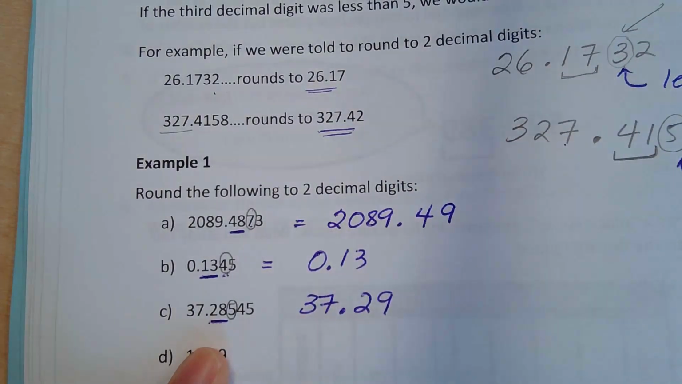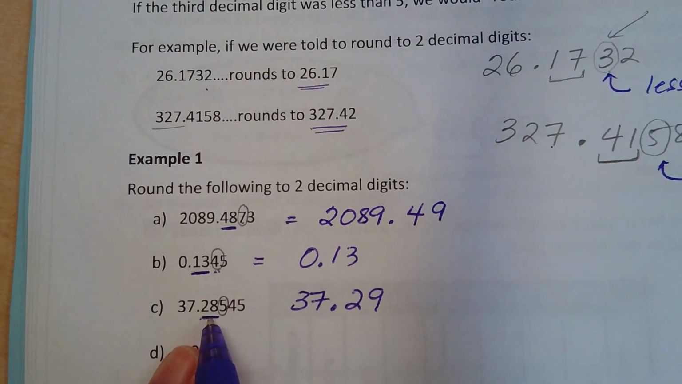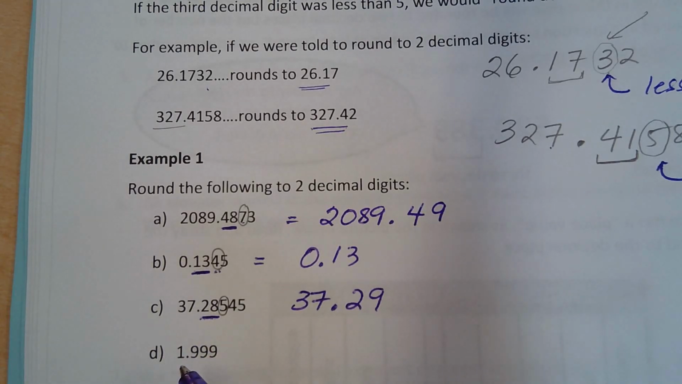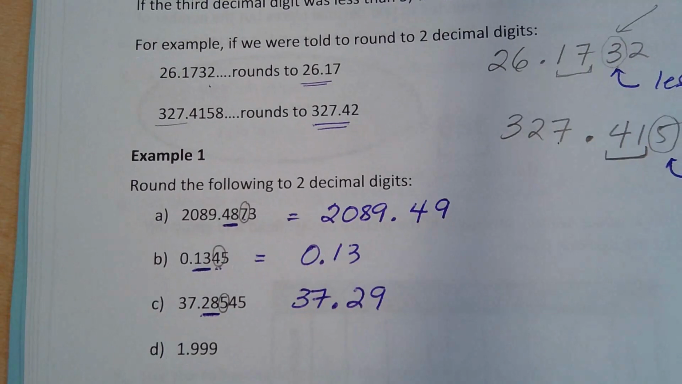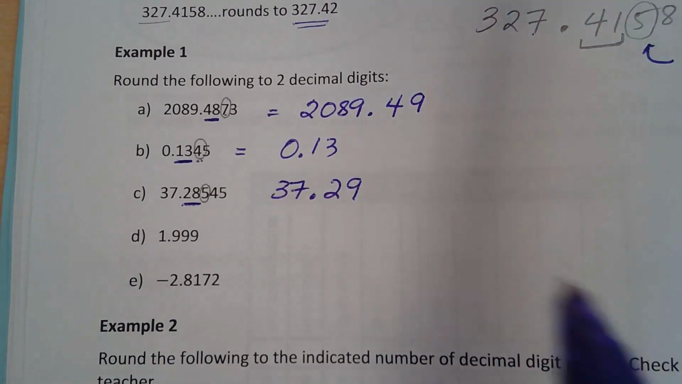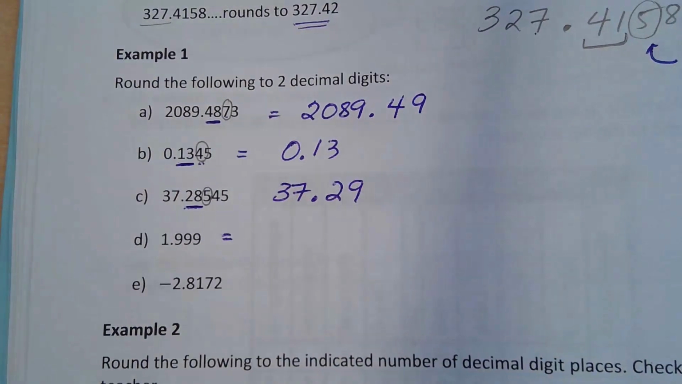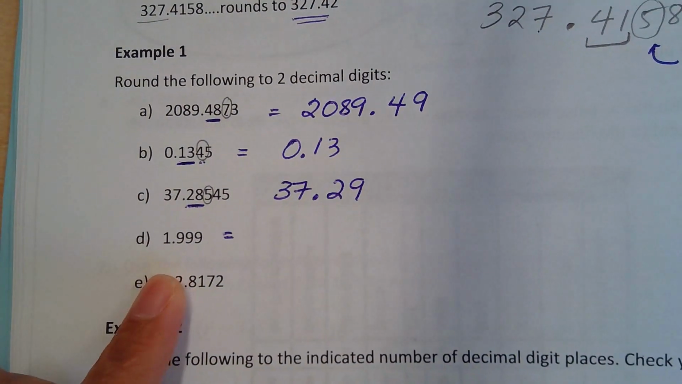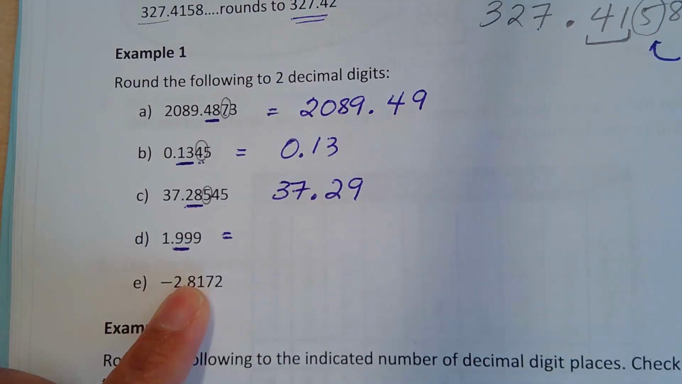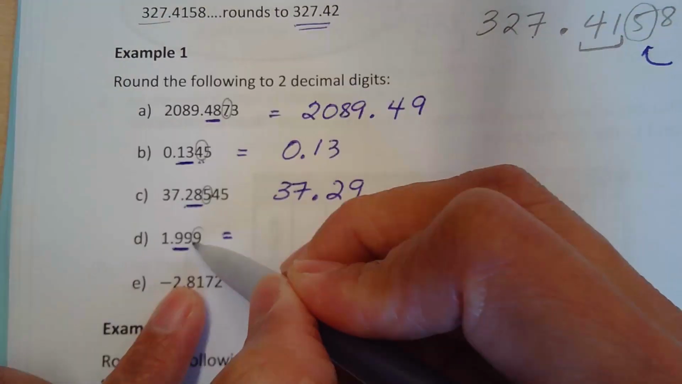37.29. Okay, it's not 28 anymore. It's going to be 29 because we've rounded it up. Oh, this is a really tricky, funny one. 2 decimal places. Where's the 2 decimal places? The 99. And then we're going to look at the third one.